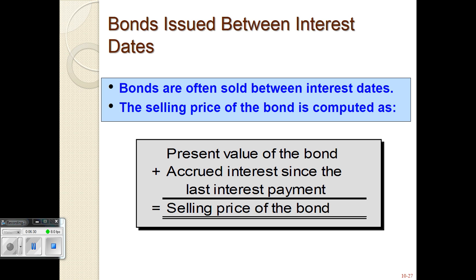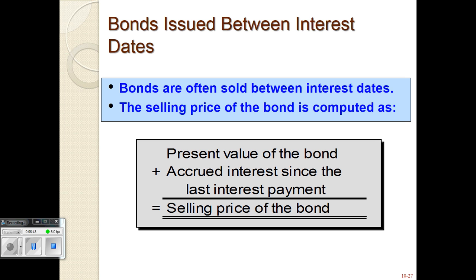99% of the time, bonds are issued between interest dates, okay? And so the selling price of the bond is computed as follows. The present value of the bond, add to that the accrued interest since the last payment, and that'll give the selling price of the bond.